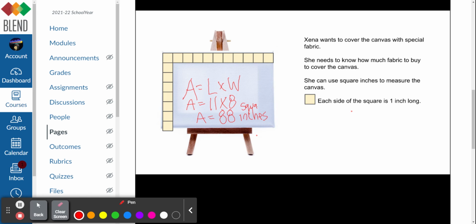Square inches, let's be specific. Before, when we were talking perimeter, it would have just been inches. But when we're talking about area, we're talking about square inches, because you can see this is a square inch. So we're talking about how many of these square inches would fit in this whole area. So 88 square inches is the area of this canvas.